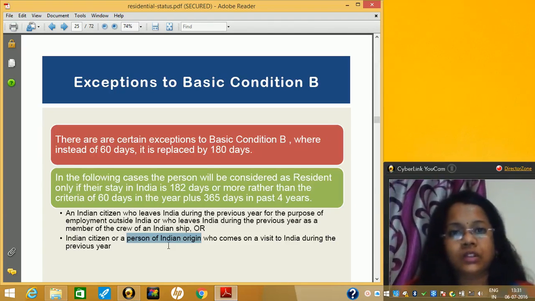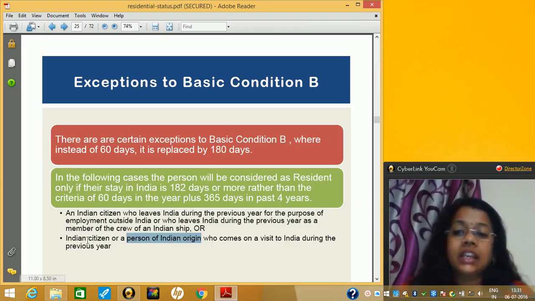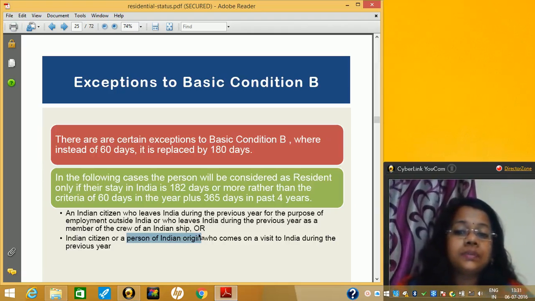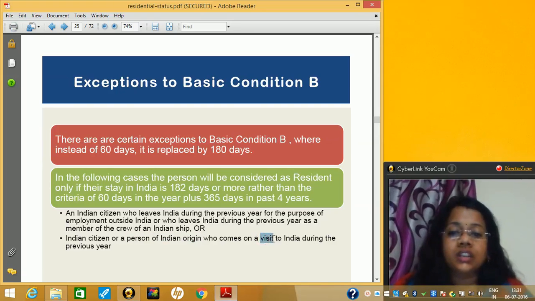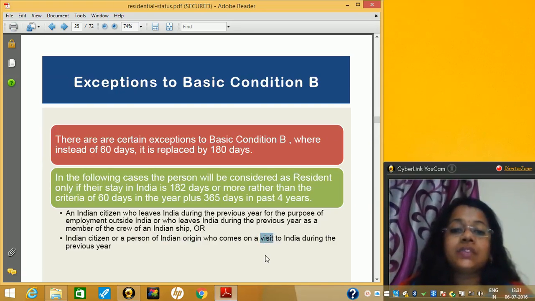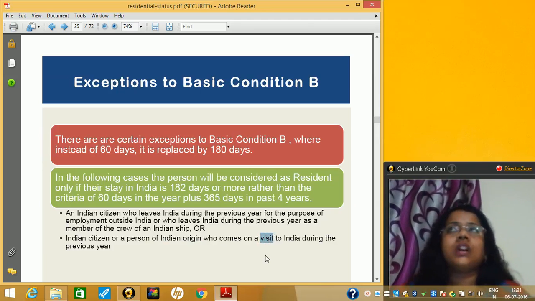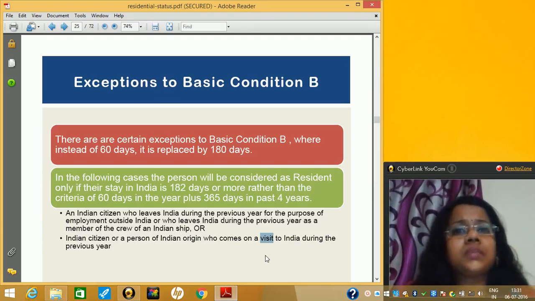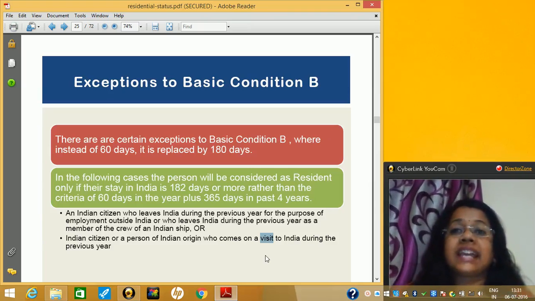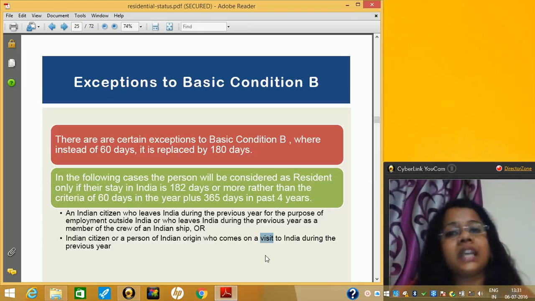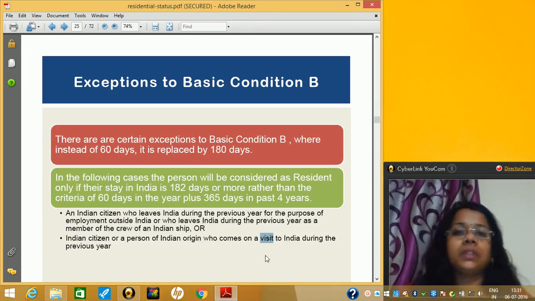Okay, got it? Now the second: an Indian citizen or a person of Indian origin who comes on a visit to India during the previous year. The second most important thing here is that if a person comes on a visit to India for business purposes or for employment purposes, then this exception will not be applicable and the normal condition will be applicable.